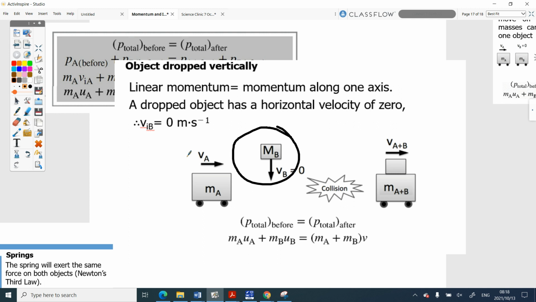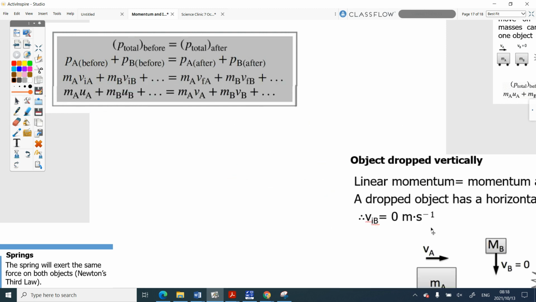So it's literally the same as if it was stationary, because its velocity in this direction is zero. And now it's moving together. Okay, so please look out for those ones. They trick you with, they don't trick you, they just put them in, and then you must just be careful.